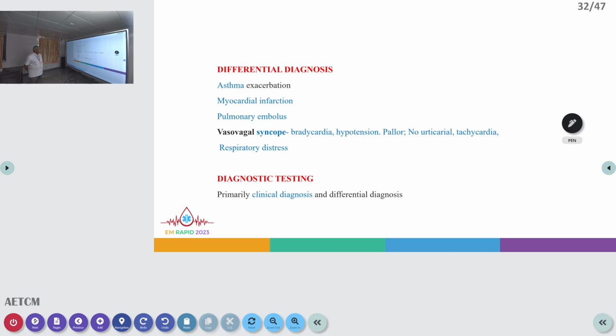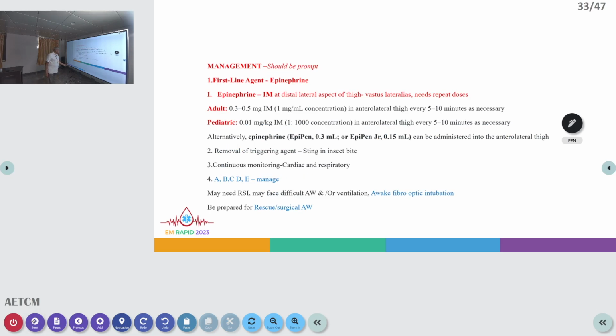The differential diagnosis of anaphylaxis includes asthma exacerbation, myocardial infarction, pulmonary embolus or vasovagal syncope. The diagnosis is primarily a clinical diagnosis and differential diagnosis. Management: the most important thing is immediate recognition and immediate administration. The first-line agent is epinephrine.